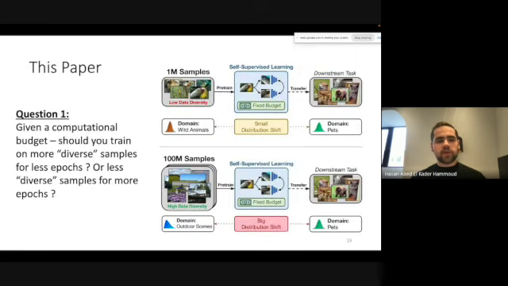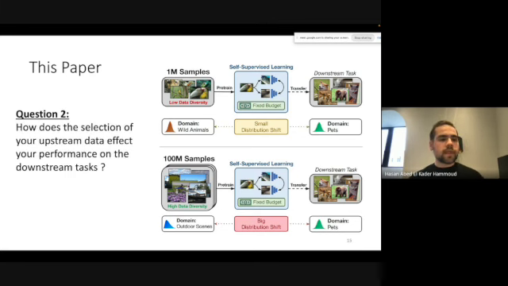Okay, so in this paper, we're trying to answer two major questions. The first one is, given a computational budget, should you train on more diverse samples for less epochs or less diverse samples for more epochs? So basically here we're looking at, should you train on 1 million images of ImageNet for 10 epochs, or should you train on 100,000 images for 100 epochs instead? And the second question is, how does the selection of your upstream data affect your performance on the downstream tasks?